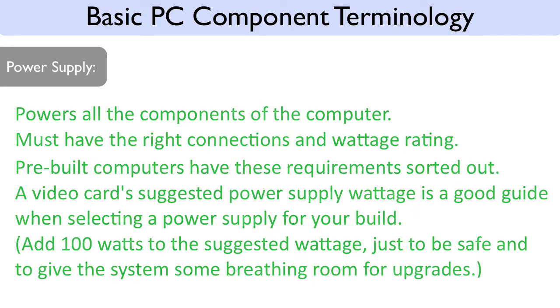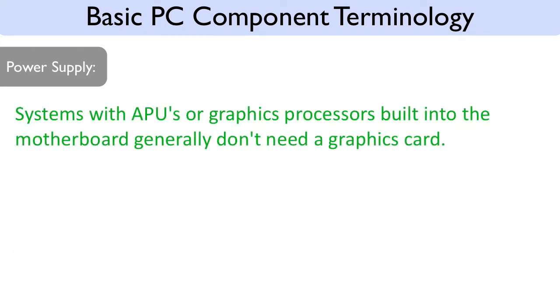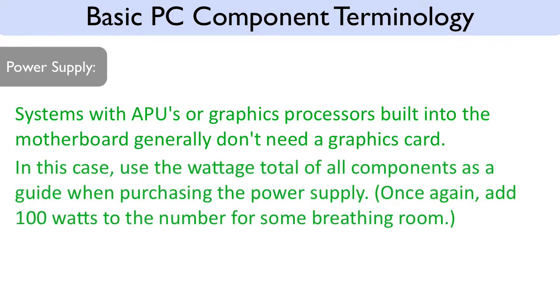In our case, though, our first computer is going to include an APU processor, which actually includes the video processing right on the chip. So we don't have the video card as a guide in this case. So what we'll do is look at the power requirements of each component and add them up to decide on a power supply.